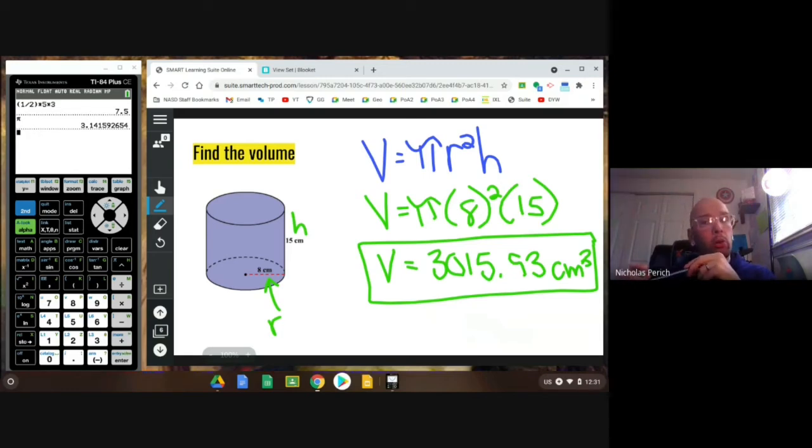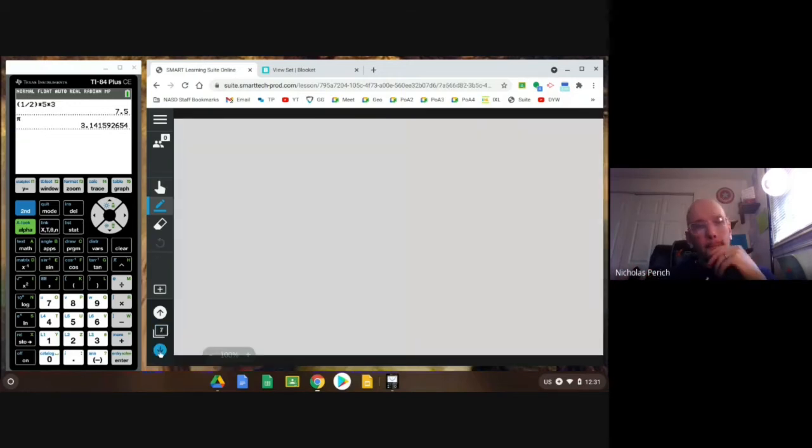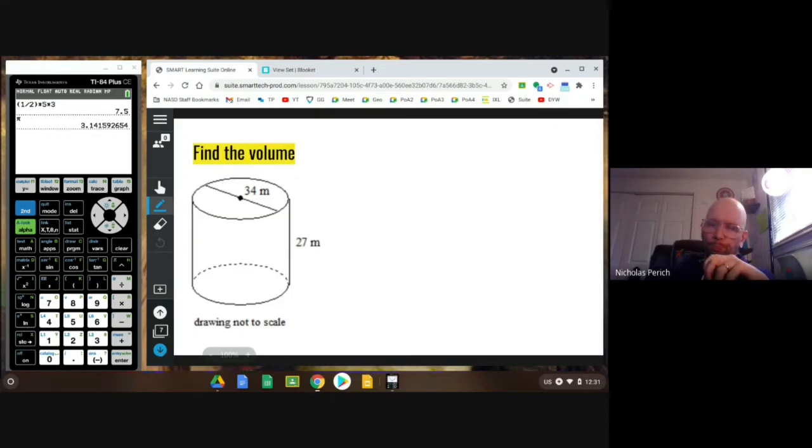Shall we do another? So this is what I'm looking at. I'm looking at a cylinder. It says find the volume. V equals pi r squared h. My h is how tall it is.